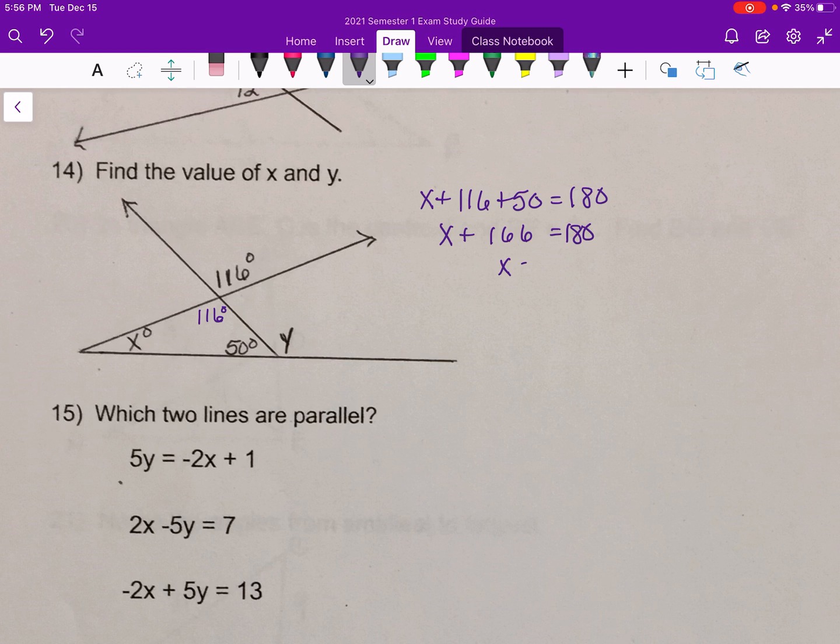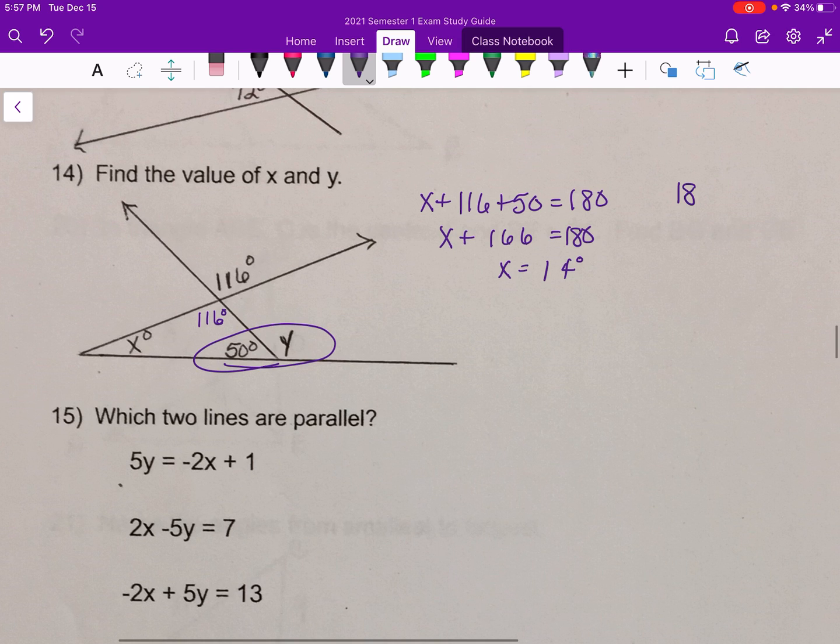Subtract the 166. So x is 14 degrees. And these two are a linear pair. So that means that if I subtract the 50 from 180, I find out that y is 130 degrees.